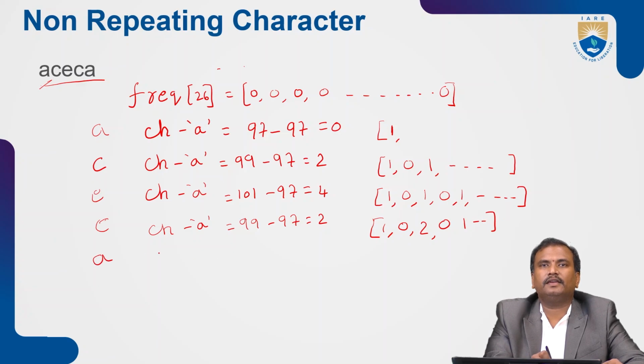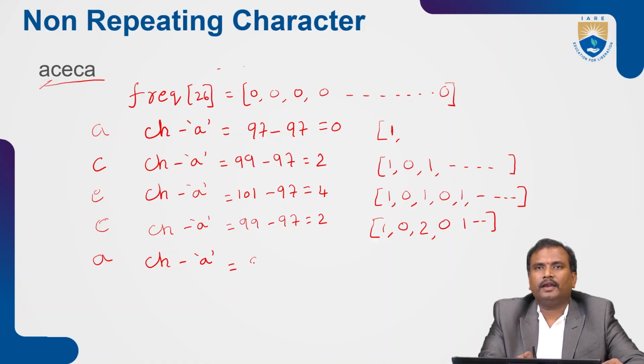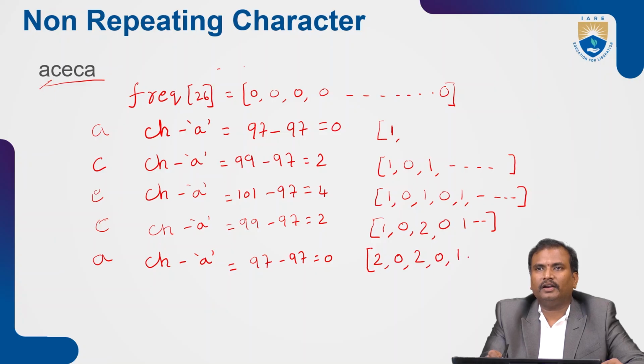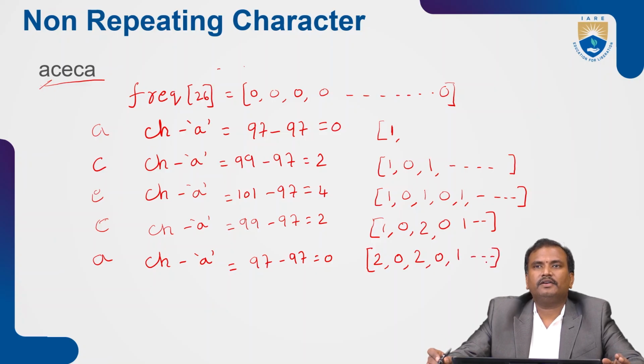The next one is A, A minus A, which is 97 minus 97, which equals 0. So at the 0th position the counter will be incremented: 2, 0, 2, 0, 1. This is the way. If you traverse this array, you get 2, 0, 2, 0, 1.